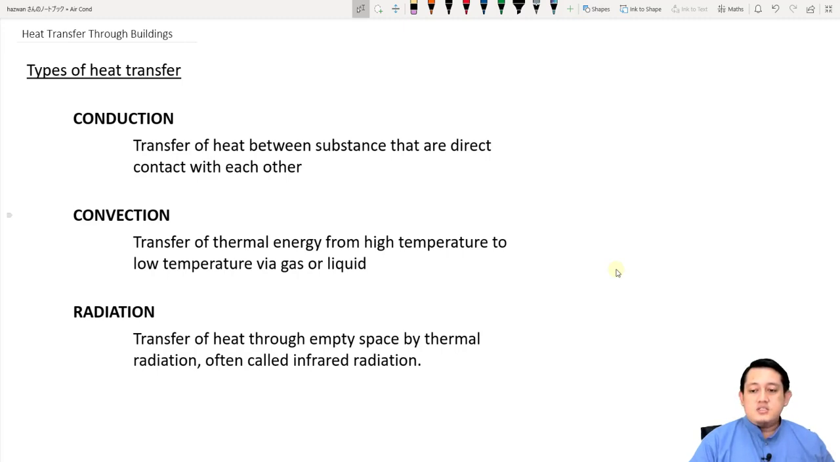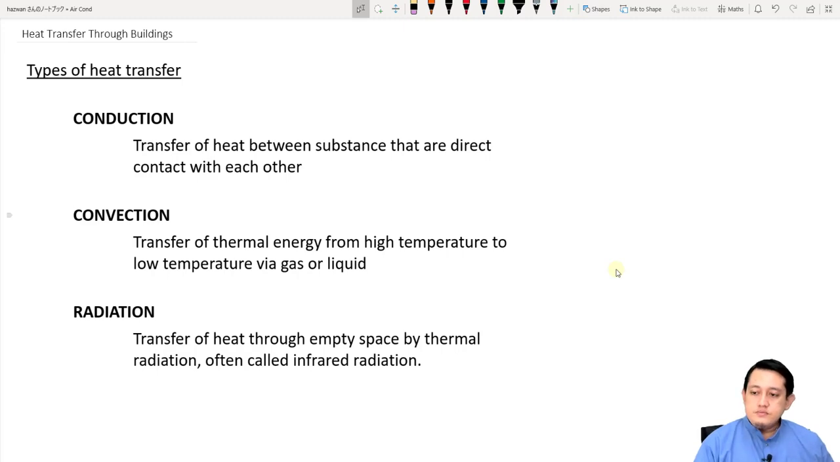Radiation is the transfer of heat through empty space by thermal radiation, and it is often called infrared radiation. In this topic we are going to be focusing on two only, which are convection and also radiation, these two only.